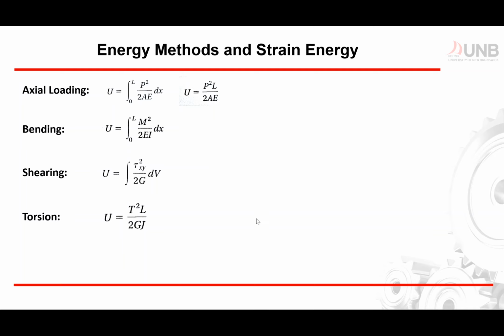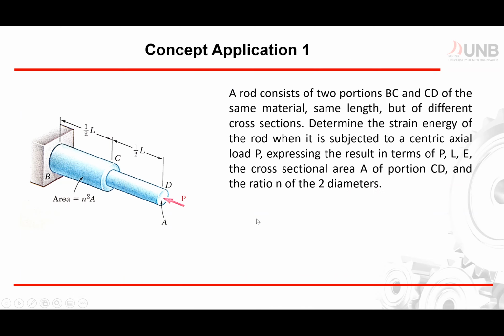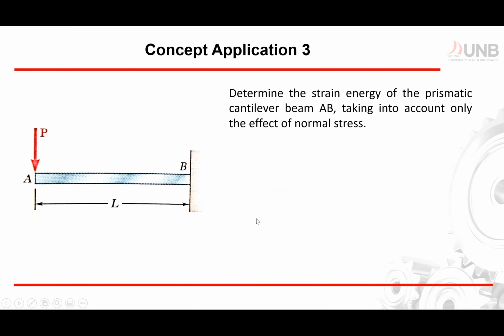So now let's move to the third example, which is related to bending. Determine the strain energy of the prismatic cantilever beam AB, taking into account only the effect of normal stress. So we have a beam AB, we have a force P. Now it's related to bending, normal stress, which means it's more related to the bending of your beam.